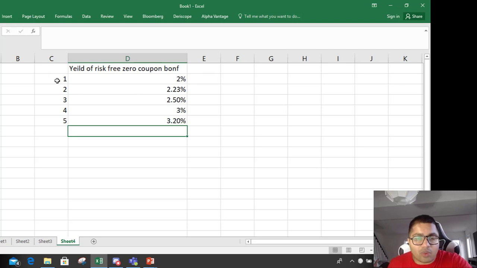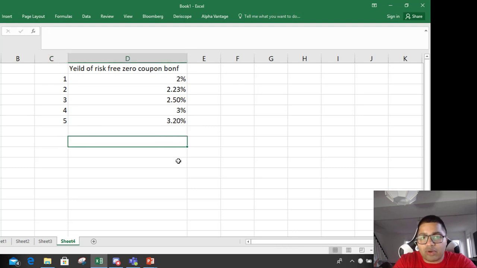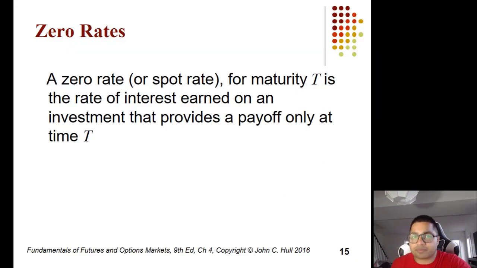So a 1-year zero coupon bond is giving you 2% per year. A 2-year zero coupon bond is giving you 2.23% per year. A 3-year zero coupon bond is giving you 2.5% per year. A 4-year zero coupon bond is 3% and a 5-year is 3.2% per year. So this is per year. You are not making 3.2% in total; effectively, every year you are going to make 3.2% for 5 years.